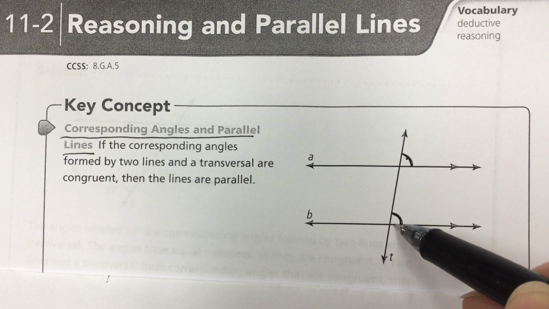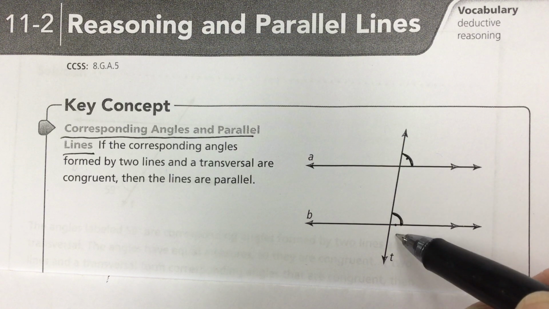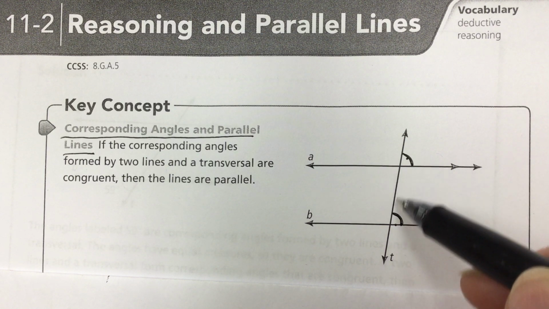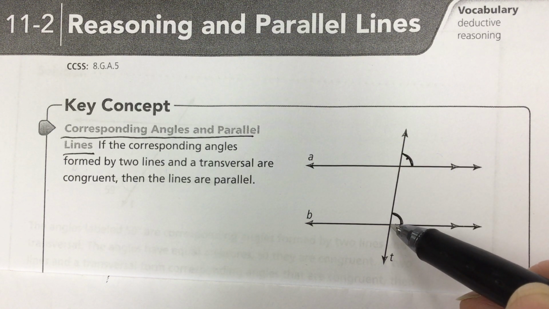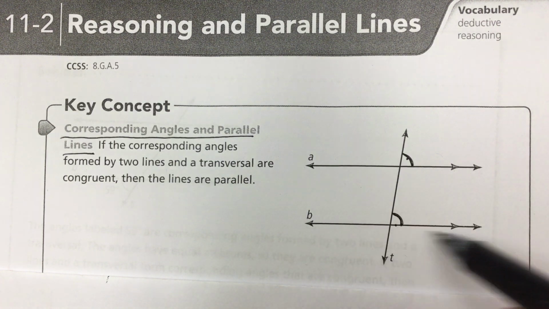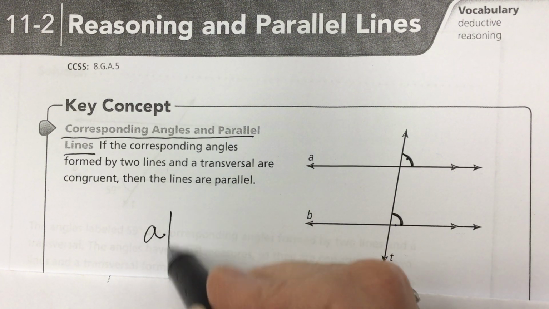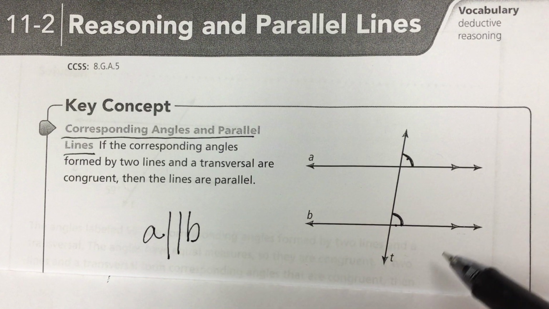This angle is congruent to this angle. Look at their markings. So if you have corresponding angles congruent, then you know that these lines are parallel. Therefore, we know that A is parallel to B.